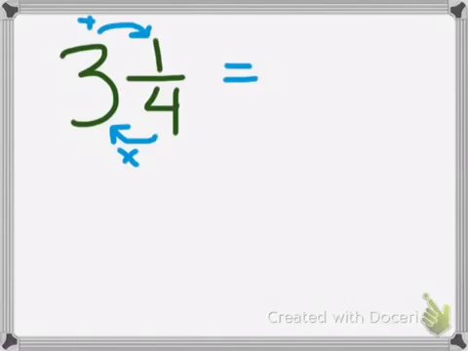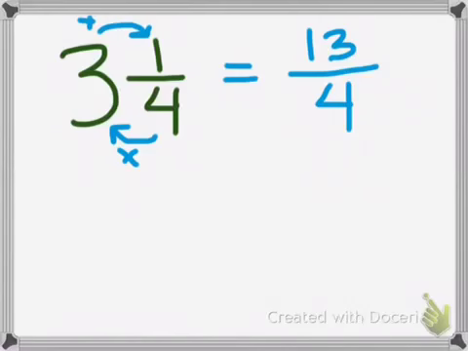4 times 3 is 12. 12 plus one more is 13. And if you remember, when we make an improper fraction from a mixed number, our denominator still stays the same. So 3 and 1/4 is the same as having 13/4. And I'm going to show you a picture to show how that is possible.